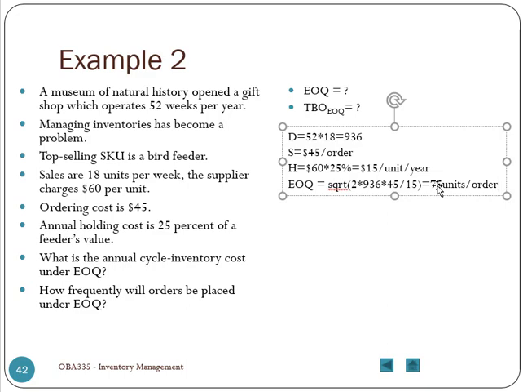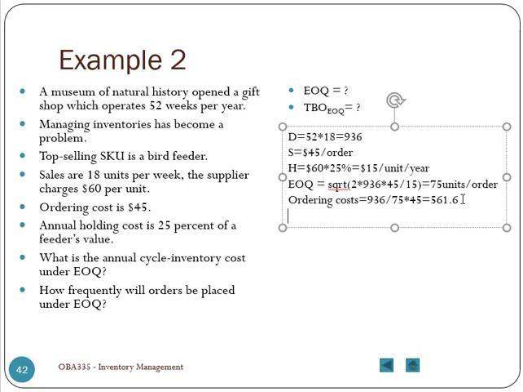So what is the total annual costs? Ordering costs is 936 divided by 75, how many times you place an order, multiplied by 45. So 936 divided by 75 times 45 is 561.6.